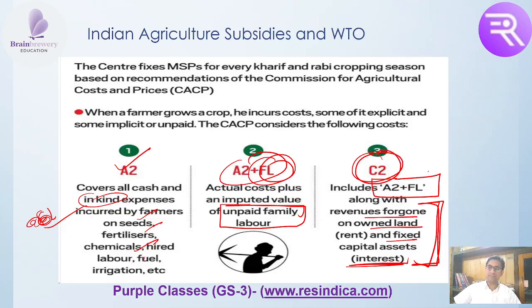So A2 plus FL plus the revenue that has been foregone on the owned land, and the interest on fixed capital assets, how much you are providing for that.